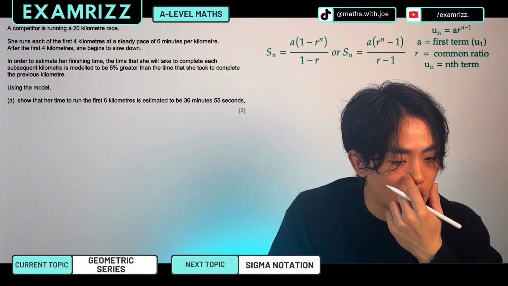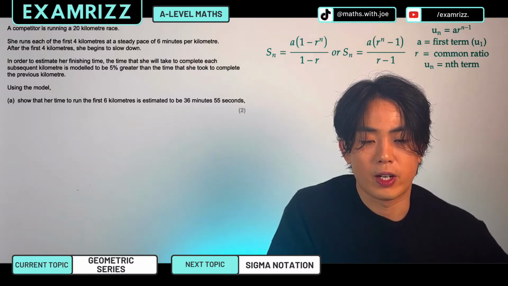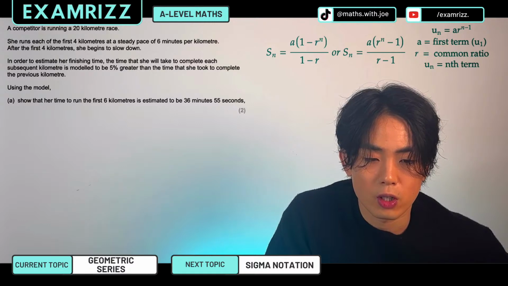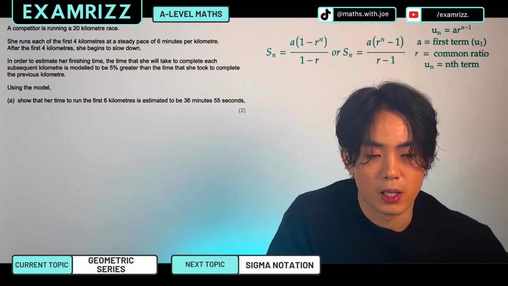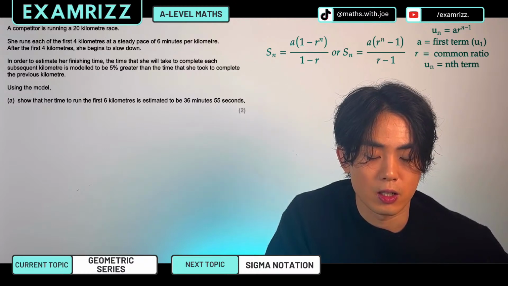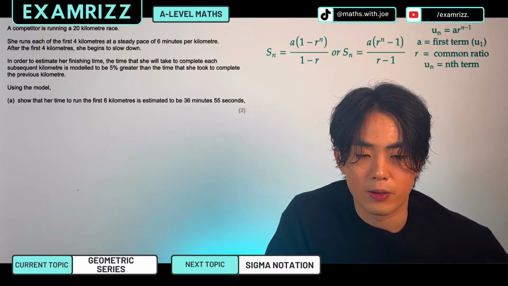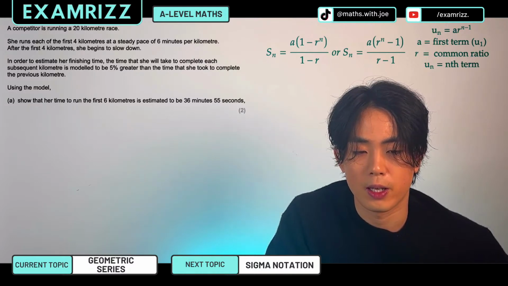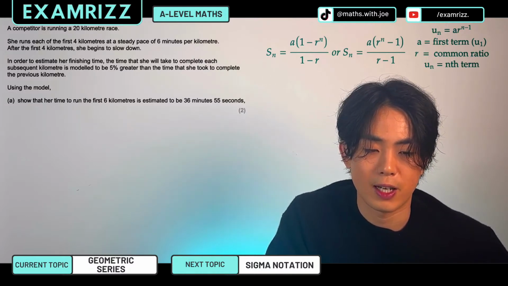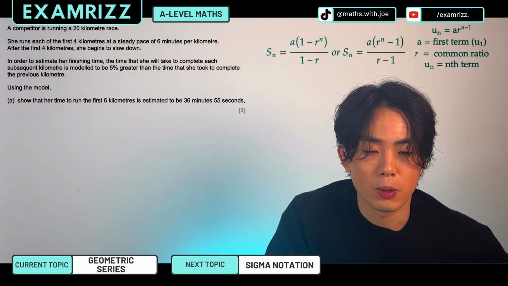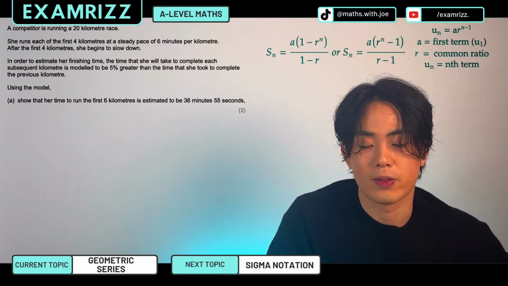So if you look at this here, we have a competitor running a 20-kilometer race. She runs each of the first 4 kilometers at a steady pace of 6 minutes per kilometer. After the first 4 kilometers, she begins to slow down. In order to estimate her finishing time, the time that she will take to complete each subsequent kilometer is modeled to be 5% greater than the time she took to complete the previous kilometer. Using the model, show that her time to run the first 6 kilometers is estimated to be this value here.